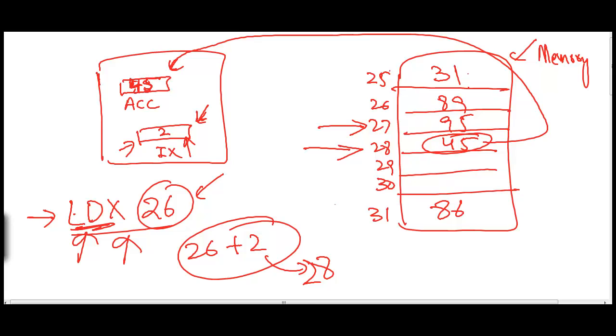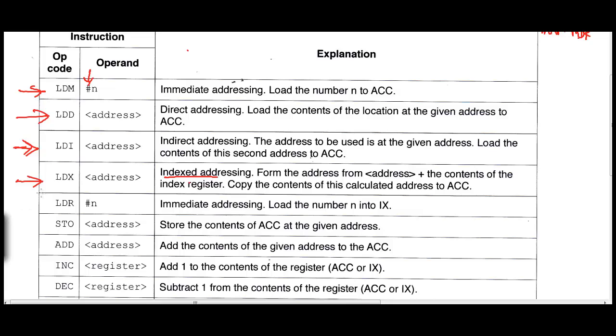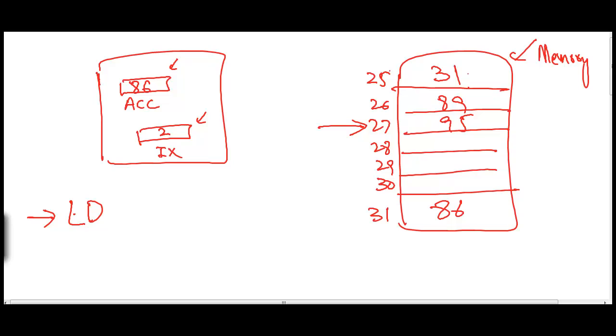Okay. How about this instruction LDR #n? Remember, hash means this is immediate. So we are using immediate addressing like we used in LDM, but this command is used to load a value directly into the index register. What if we get an instruction like this, LDR #4? What this is going to do is load this value 4 directly into the index register. So this is basically the immediate addressing that we are using.